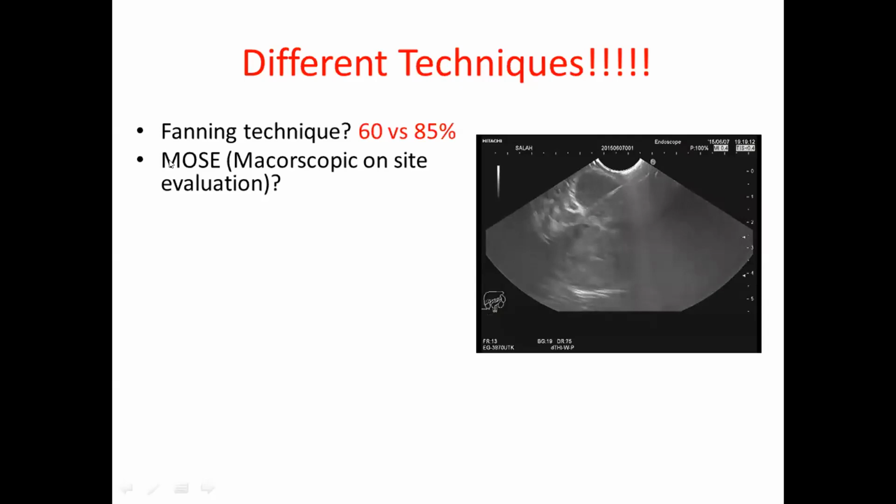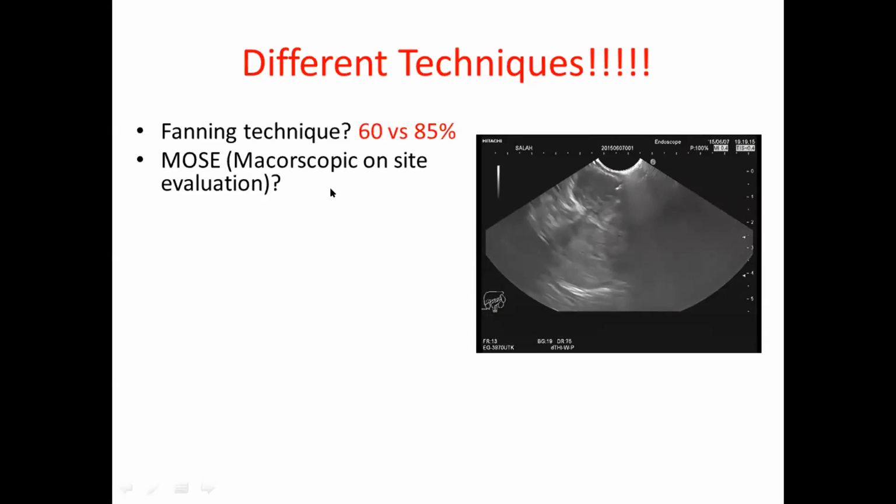MOSE, macroscopic on-site evaluation. Macroscopic on-site evaluation is to observe grossly the sample you obtained. If there are white or grayish parts, then it is very nice. It is tissue. But if all the sample is reddish, then it may be blood contamination.